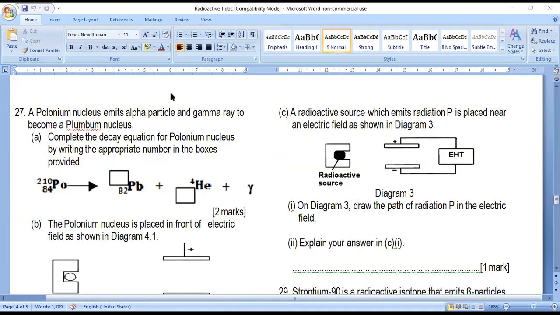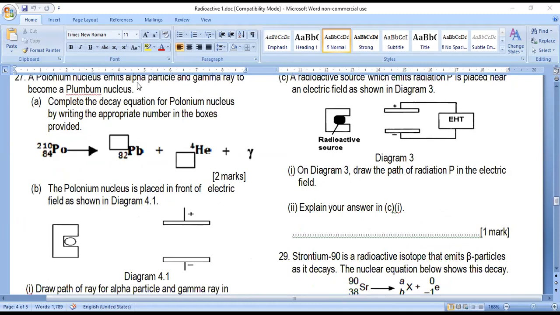Okay. 27. Now, polonium nucleus emits alpha particle and gamma ray to become a lead nucleus. Complete the decay equation of polonium by writing the appropriate number in the boxes provided. So here will be 4, here will be 206, 82. So here will be 2.